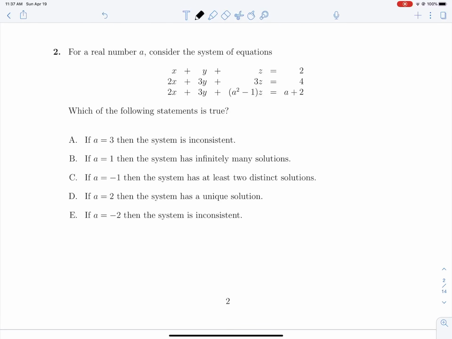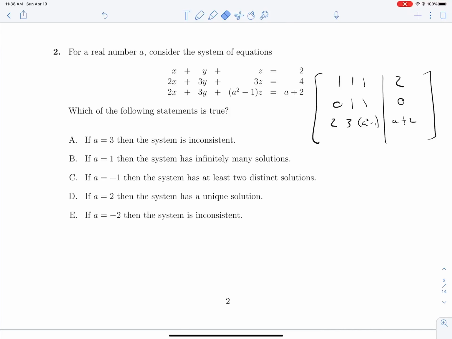2. For a real number A, consider this system of equations. Which of the following statements is true? So let's put this into matrix form and solve it a little bit. We have 1, 1, 1, 2, 2, 3, 3, 4, and 2, 3, A squared minus 1, A plus 2. Let's subtract 2 row 1s from row 2. That will give us 0, 1, 1, 0.